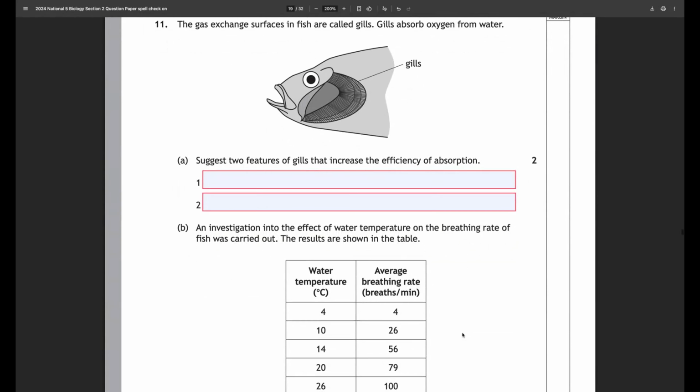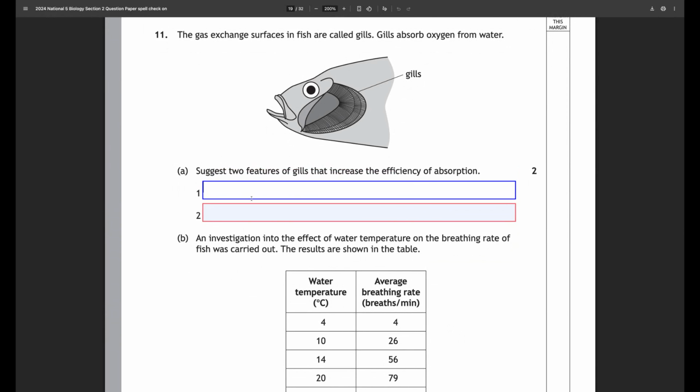Okay, nice one. We're on to question 11. We're really moving along nicely now. The gas exchange surfaces in fish are called gills. Gills absorb oxygen from water. Suggest two features of gills that increase the efficiency of absorption.